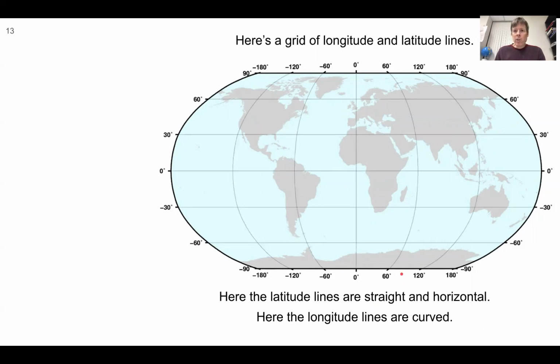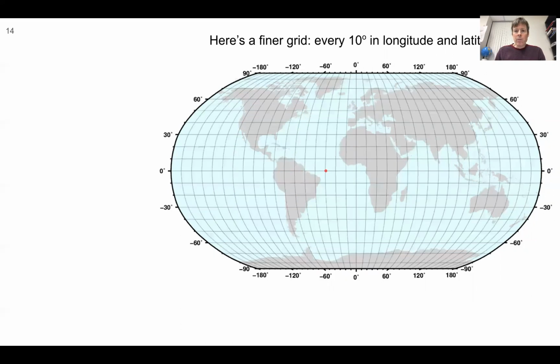Here's a grid of longitude and latitude lines. So we can use this to find, take the longitude value like the X direction and the latitude value in the Y direction, and we can find locations on Earth. So the latitude lines are straight and horizontal. And here the longitude lines are curved. Those are longitude, and these flat ones here are latitude.